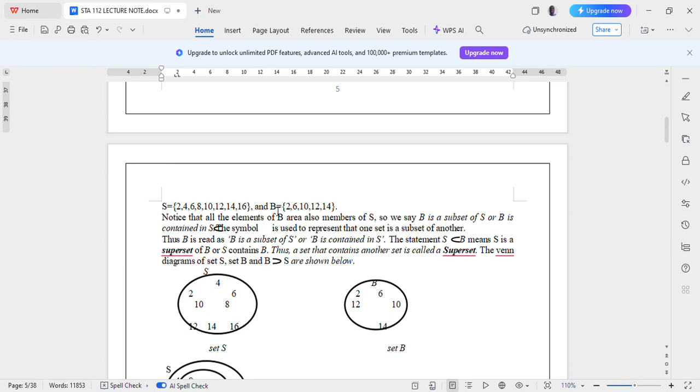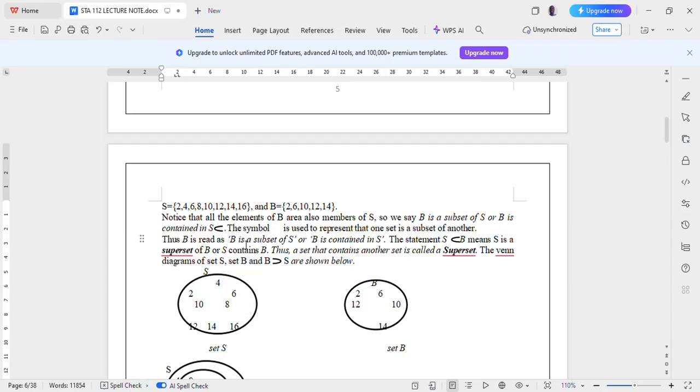Every element of B, that is 2, 6, 10, 12, 14, is found in S. So we can say that B is a subset of S.